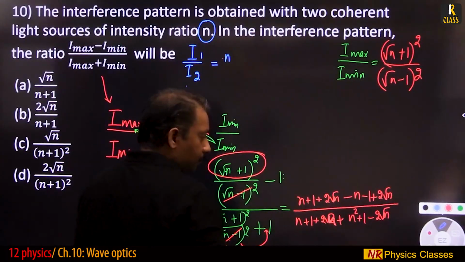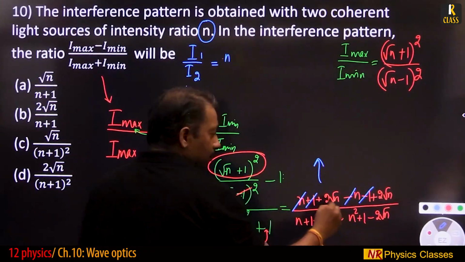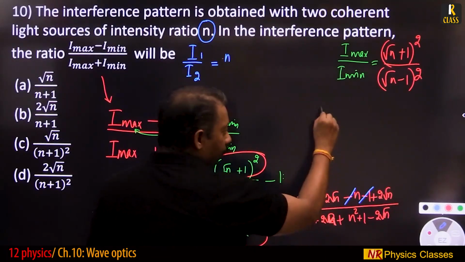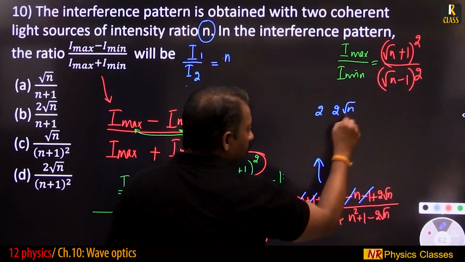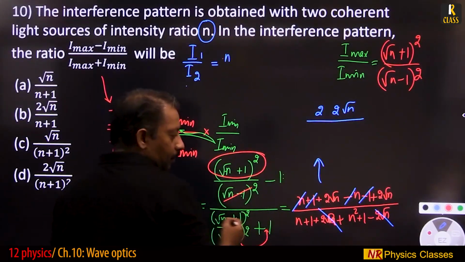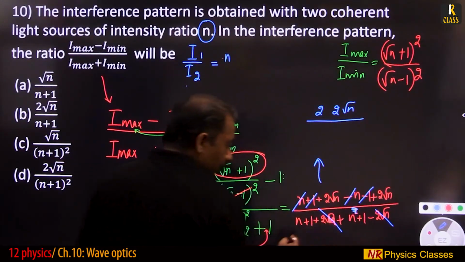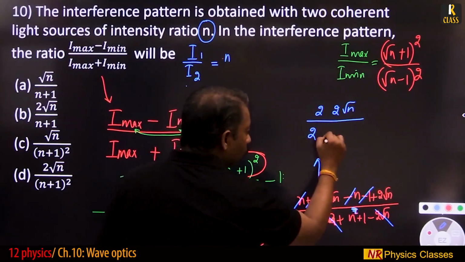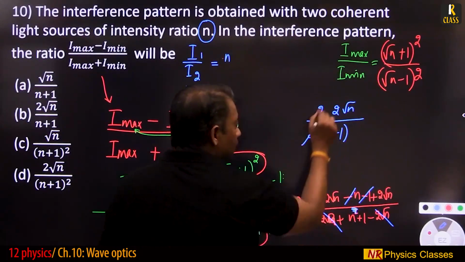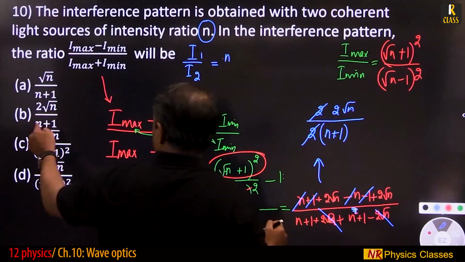Carefully observe, this is gone, so it is 2 times 2 root n, 2 times 2 root n by, here this cancels, it is n, there is no n square here, n plus 1 is 2 times n plus 1, so 2 cancels, 2 root n by n plus 1, 2 root n by n plus 1.